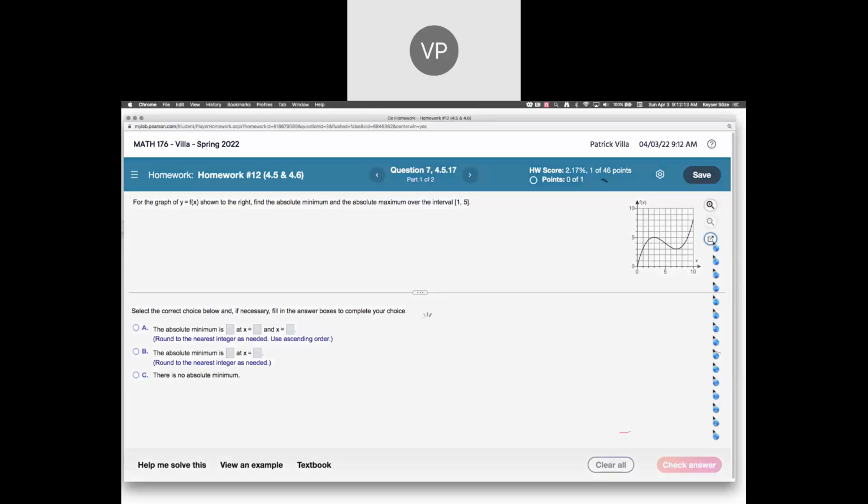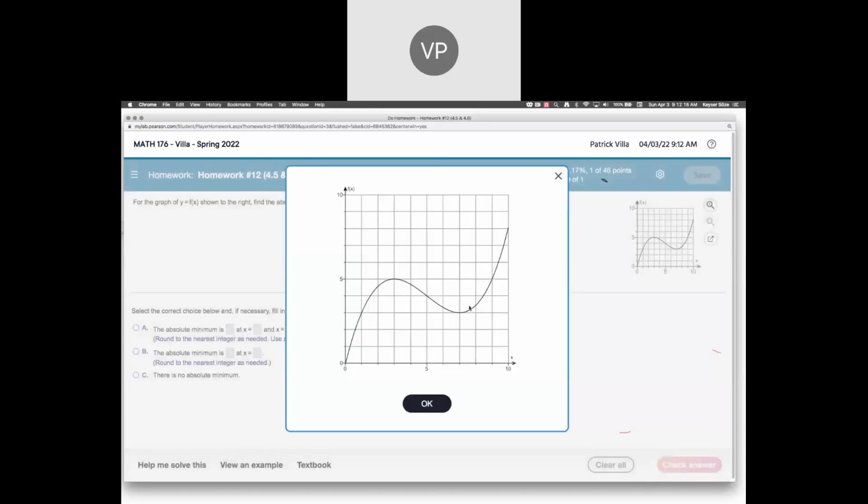So let me pull up the picture. The only place we're looking is between 1 and 5. So that's going to be between here and here. So look at the endpoint, look at the endpoint, and look at any local max and mins in between, and that's how we're going to get our answer. All right, so you see, we ignore this because it's not in the domain that's given, and we ignore this. We're only looking at the graph right here between 1 and 5.